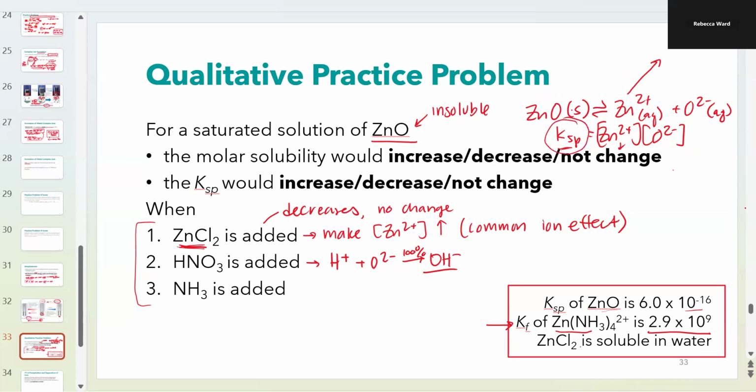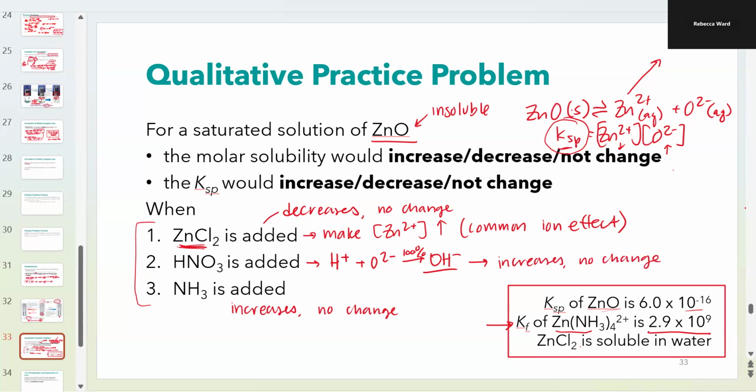Remember, Ksp has to stay constant. So we are going to have to increase the concentration of O2-, which means that we're dissolving more zinc oxide. Okay, so this increases the molar solubility, and then there's no change to the Ksp. That was also the answer for this one. So increases the molar solubility and no change to the Ksp.